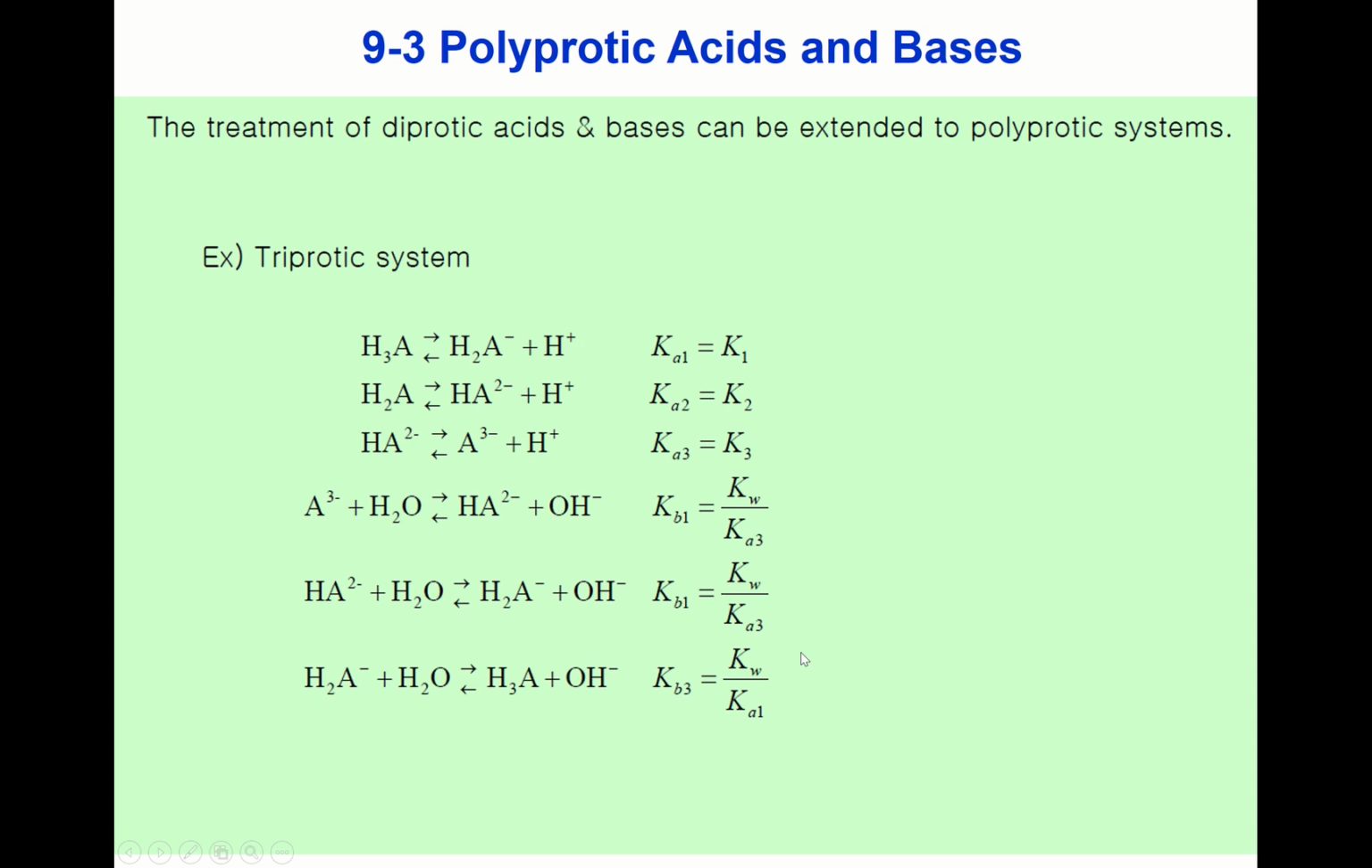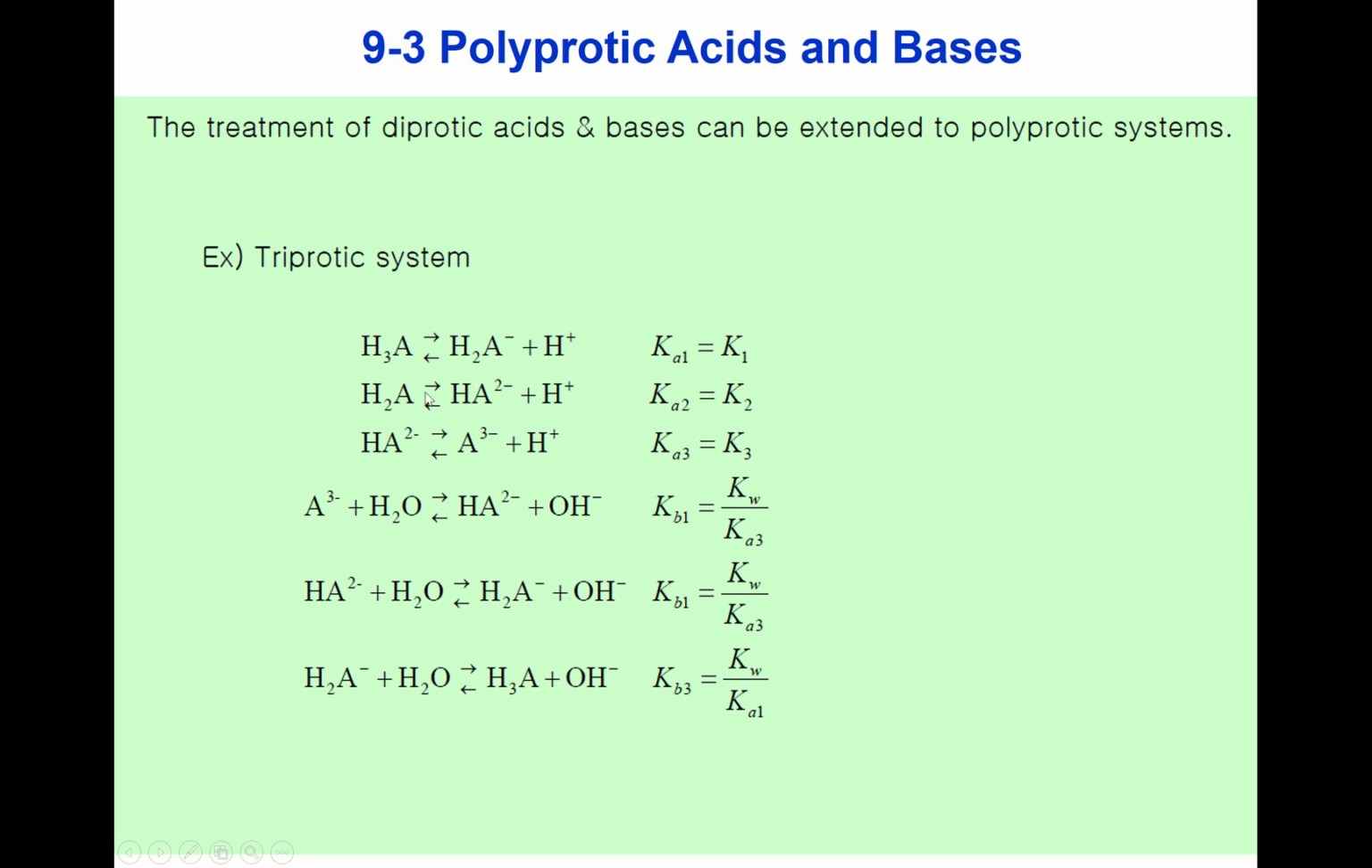So here we considered diprotic acids and bases. Now we consider polyprotic acids and bases. The treatment of diprotic acids and bases can be extended to polyprotic systems. There are many polyprotic acids. One good example is phosphoric acid. That is a triprotic system.